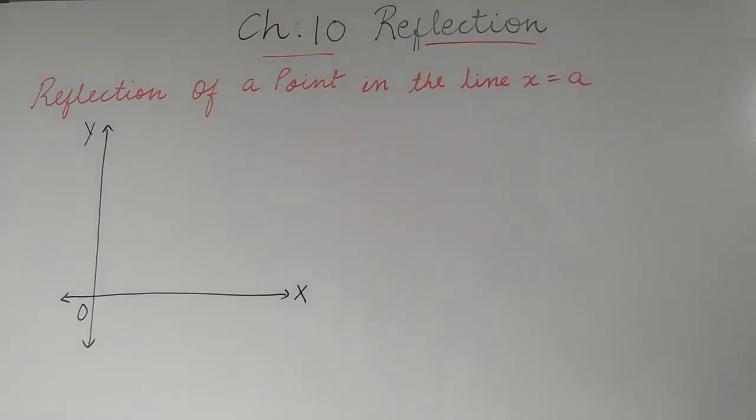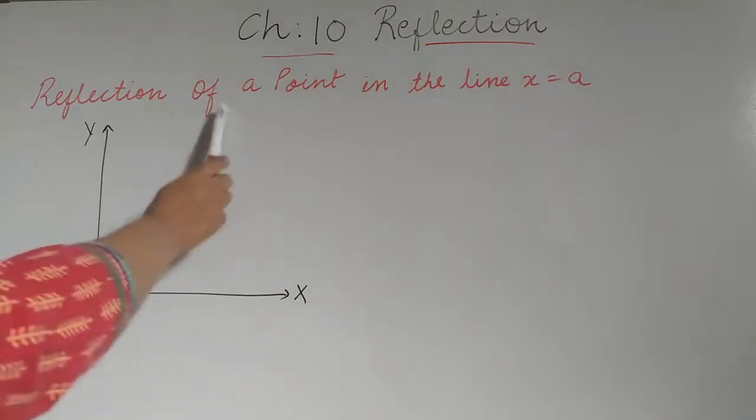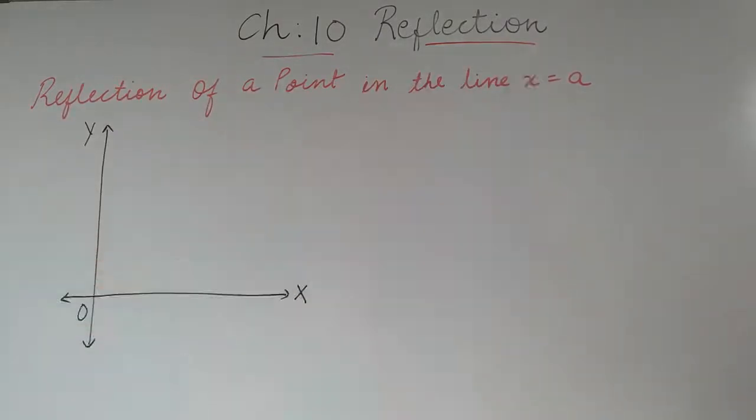Okay students, before I start my exercise 10b, next question, I need to explain to you the reflection of a point in the line x equal to a. So this is the theory in which there is some line x equal to a, and we need to make this line a mirror line. So this is my axis. I have drawn the x and y axis and the origin.